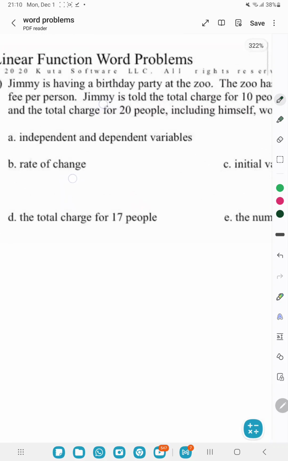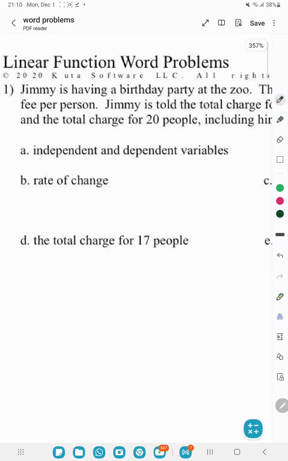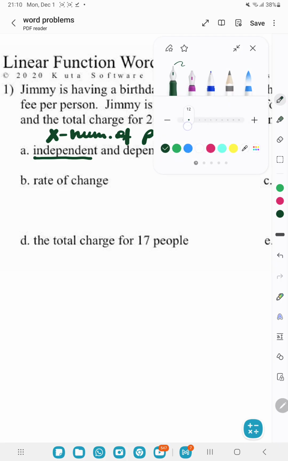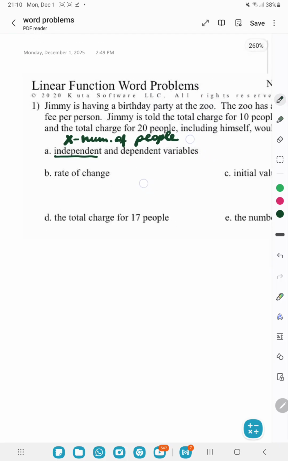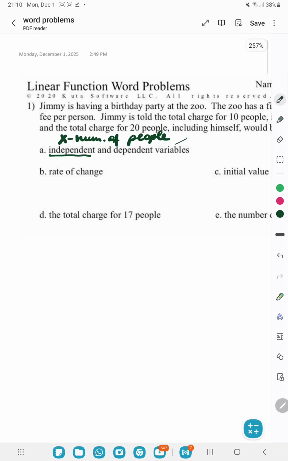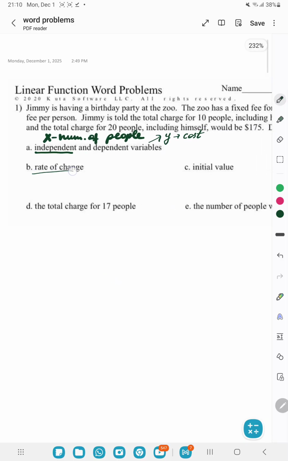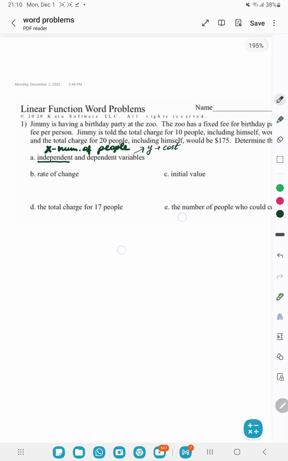So the independent variable is the number of people, right? So if we call x the number of people, it will be our independent value. All right, what about dependent? The cost depends on the number of people. Yeah, so let's call y the cost. Okay, and the next question, find the rate of change.